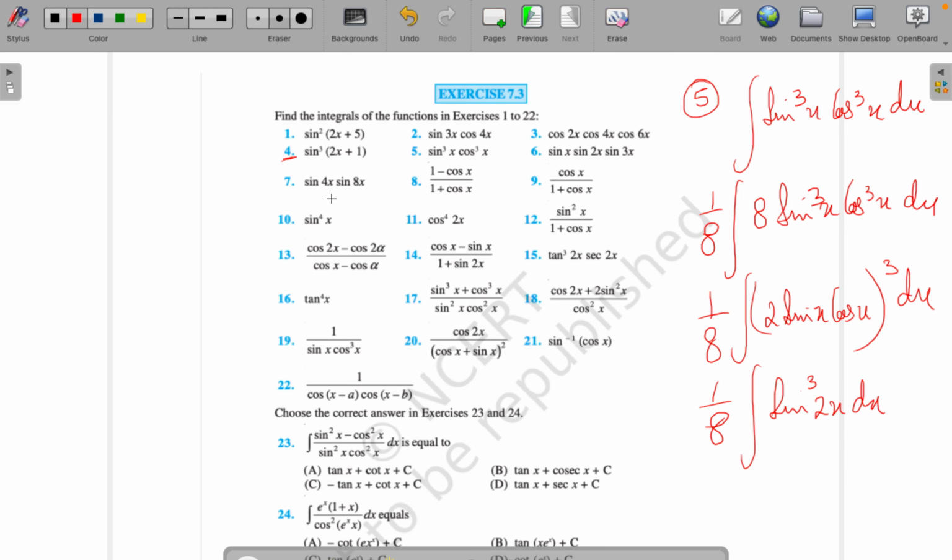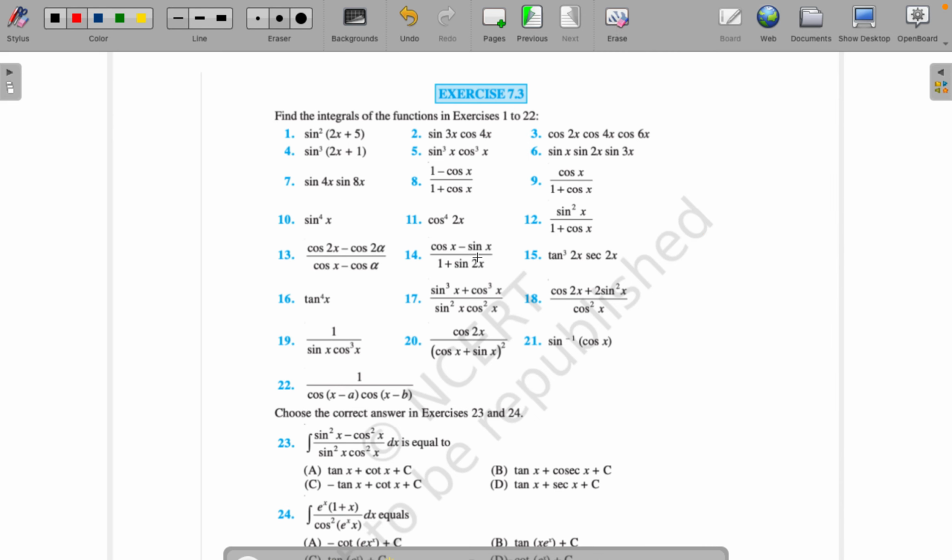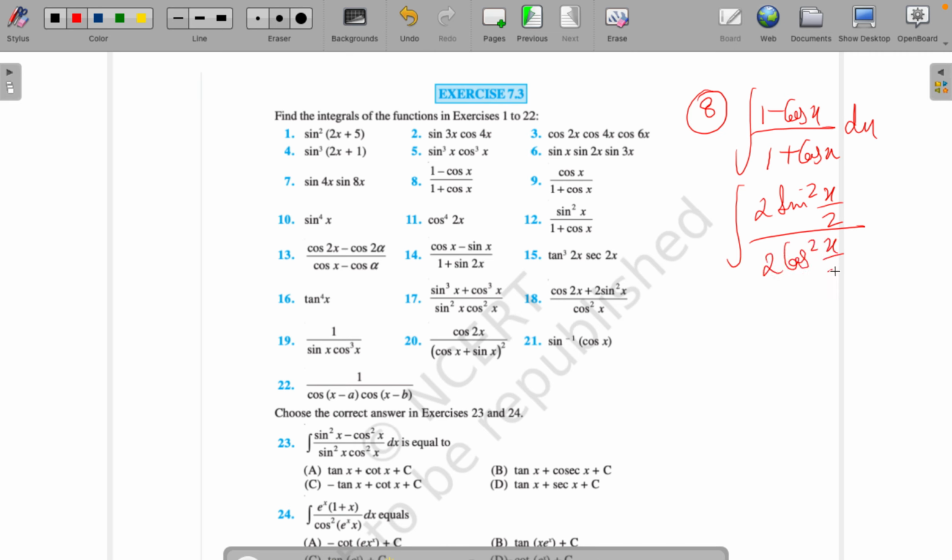Question number 6 I've already told. 7 is again similar to question number 2, so I'm not going to tell you that. You can do it on your own. Question number 8, again direct formula. Integration of (1 minus cos x) upon (1 plus cos x), again a direct formula, children. 1 minus cos x is 2 sine square x by 2, right? And 1 plus cos x is 2 cos square x by 2. So again it becomes tan square x by 2 dx. Now this integration I have already taught you in the previous video. You can already do it, right?